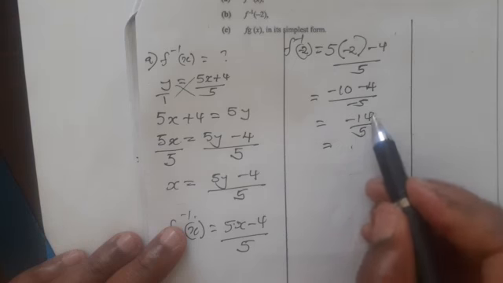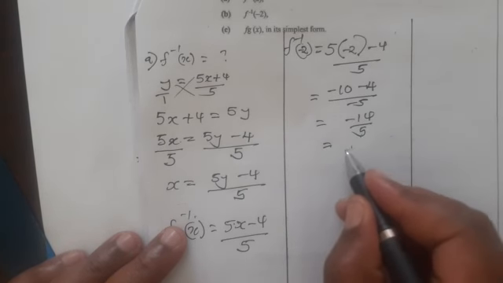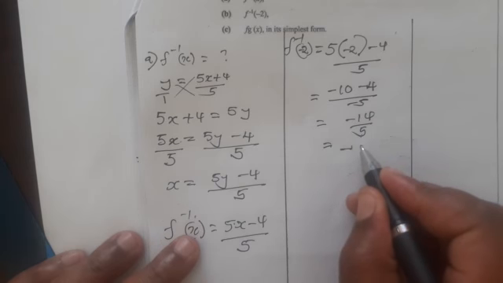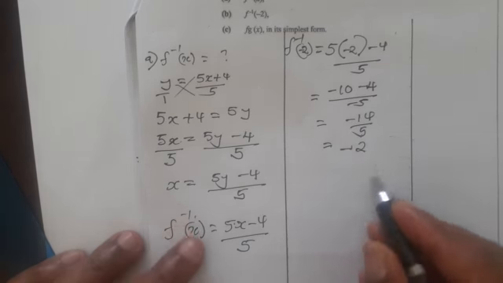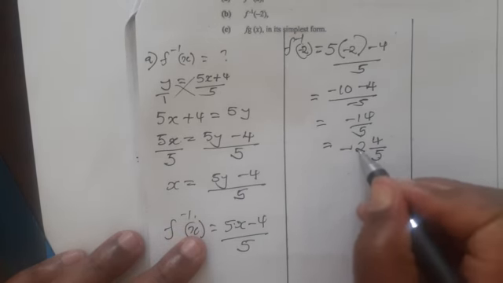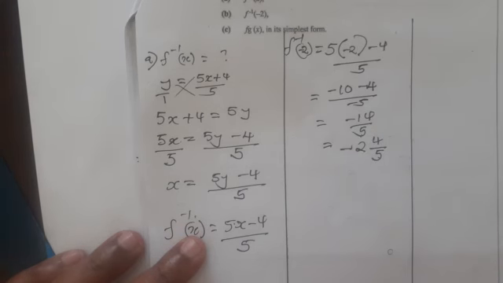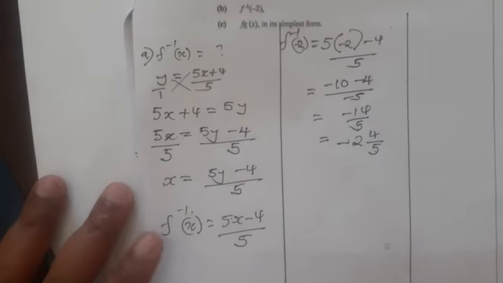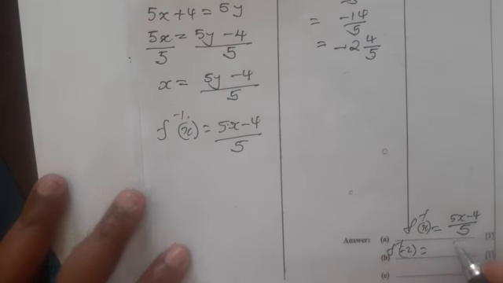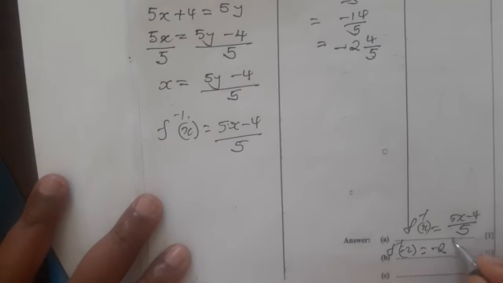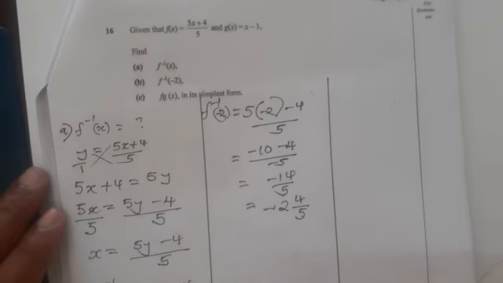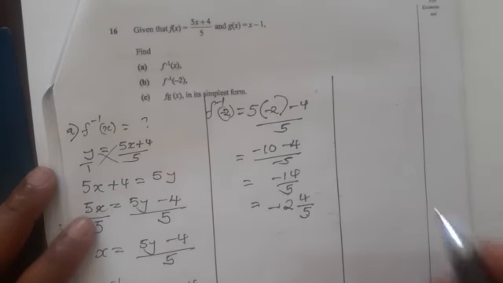Now, 5 into 14 gives 2, and the remainder is 4, over 5. So 5 times 2 is 10, plus 4 is 14. So you come and write here that this is equal to negative 2, 4 over 5. Then we go to C.